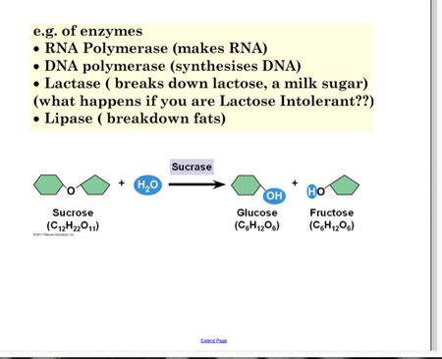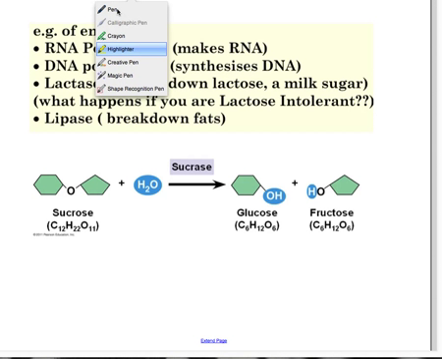Here are some examples of enzymes, and just listen and see if you can pick up what's going on. RNA polymerase makes RNA. DNA polymerase makes DNA. Lactase breaks down lactose, a milk sugar. Lipase breaks down lipids or fats. If you realize there's something similar in all of these words, and that is the end of them, most enzymes end in an ASE.